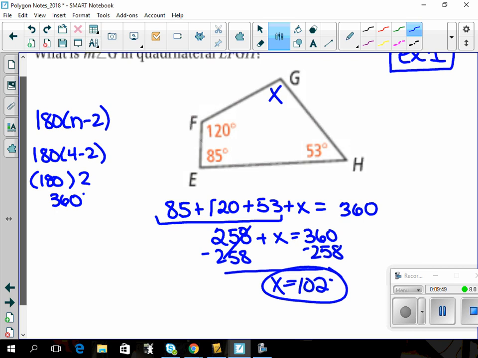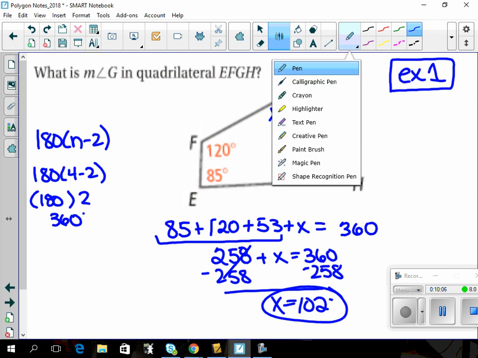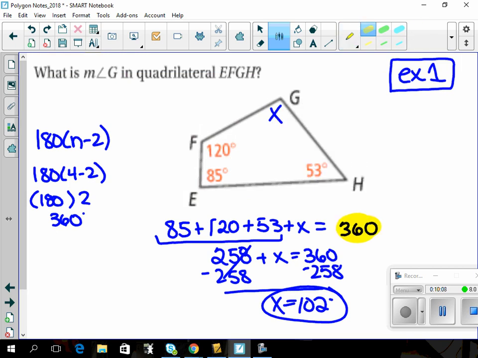Shh. Go ahead, Liba. As long as it's 4 sides, it's 360. If this was 5 sides, it wouldn't be 360 anymore. You'd have to put a 5 in here. Okay? So whatever you set it equal to changes depending on the number of sides. Good question. Michelle?